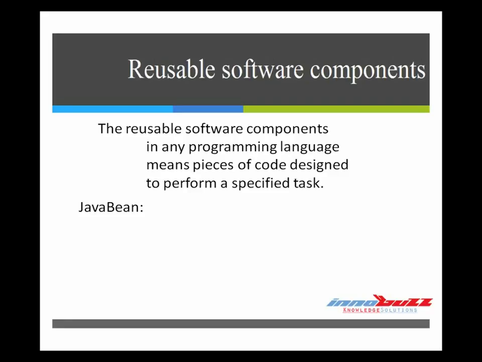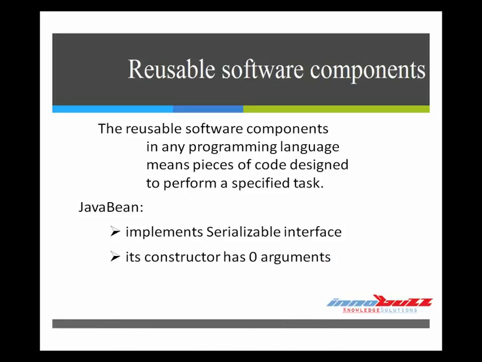The Java bean has to be implemented by implementing the serializable interface, and its constructor has 0 arguments, and it has to allow access to its fields using getters and setters. These are the conventions that we have to take into consideration when programming with beans. In the java.beans package, we can find some useful classes and interfaces for developing Java Beans architecture.